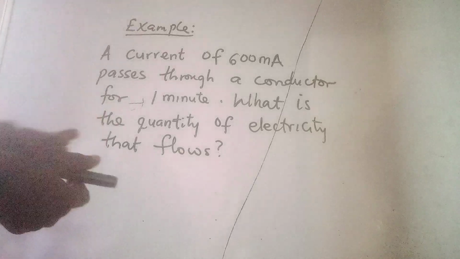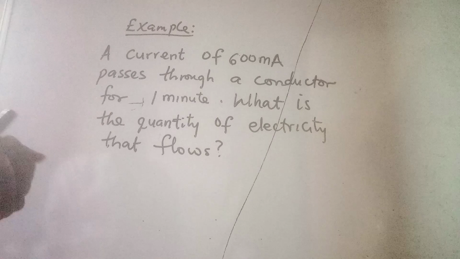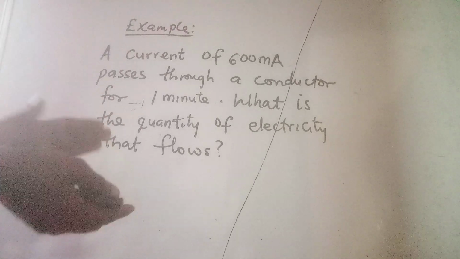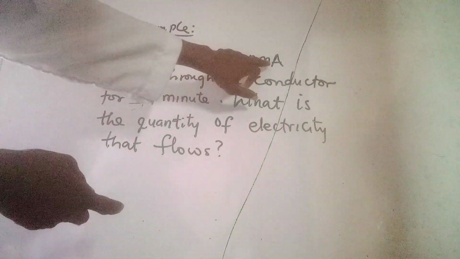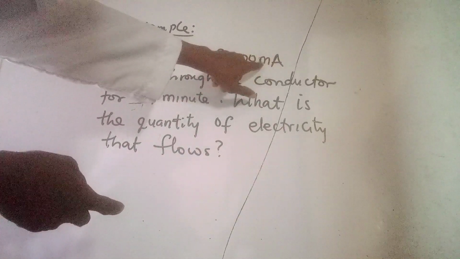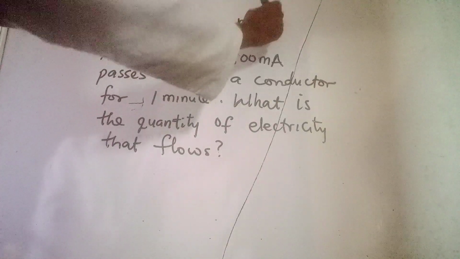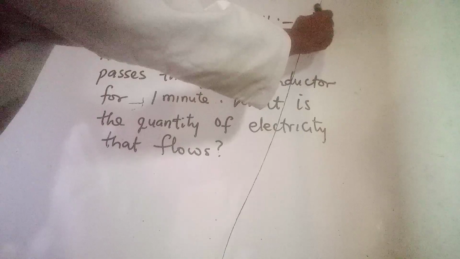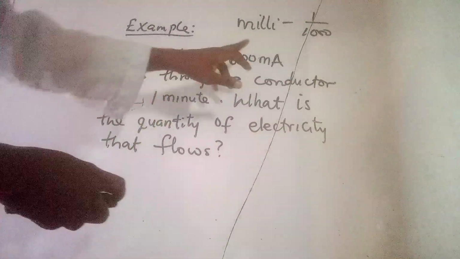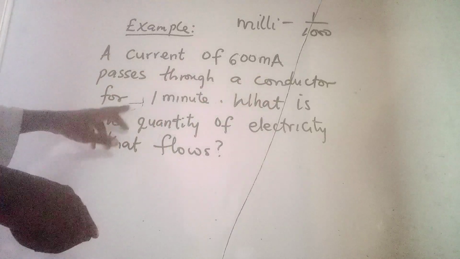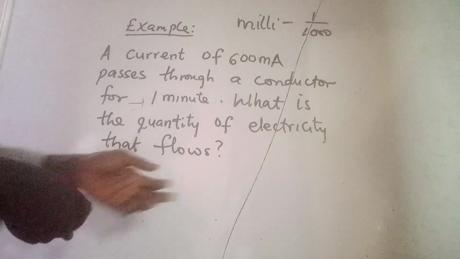Let's have a look at this question. It's a simple question to serve as an example on what we have discussed so far. A current of 600 milliamps, small letter m here means milli, and milli simply means 1 over 1000, passes through a conductor for 1 minute. What is the quantity of electricity that flows?